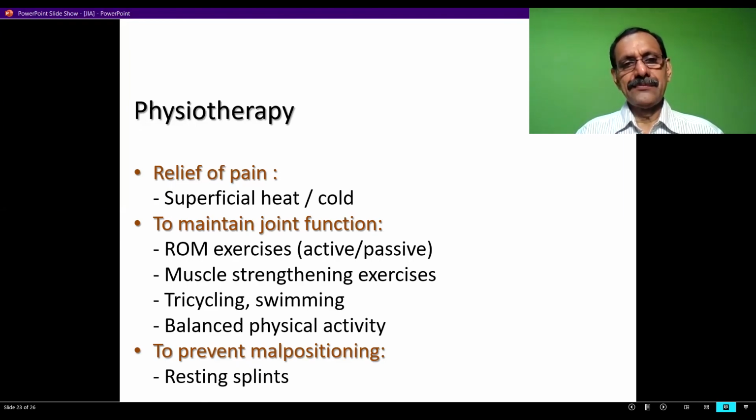And when we are sleeping, we may need resting splints, because otherwise the joints may get fixed in unsuitable positions. So in the position of function, we can give splints during sleep. And another important thing about sleep is, during sleep, our muscle tone comes down. So much so, the muscle that was keeping the joint apart becomes relaxed, so that the surfaces rub together and produce pain. So that is the reason for children complaining of pain at night.